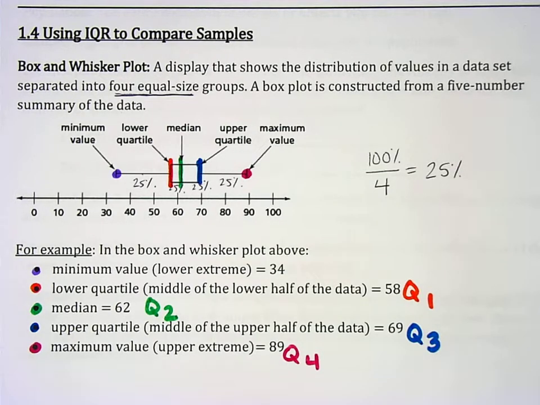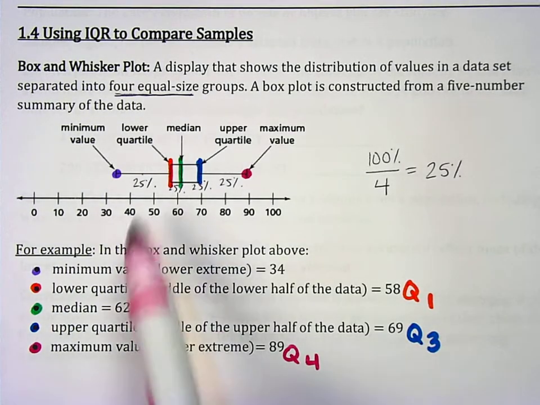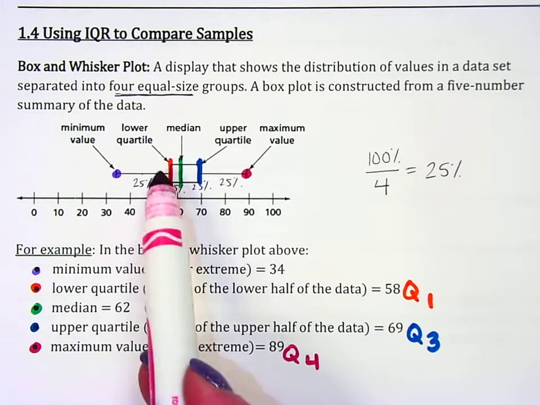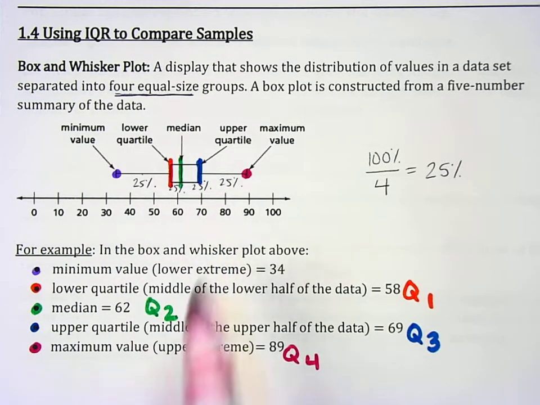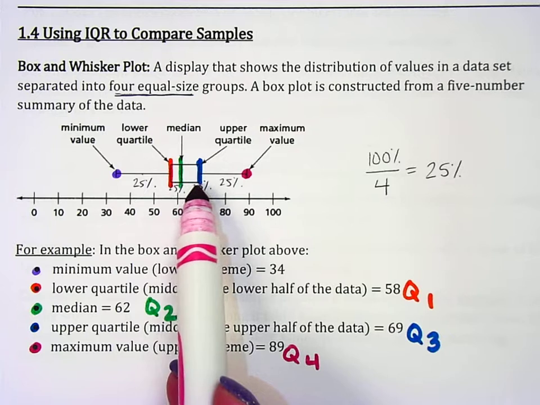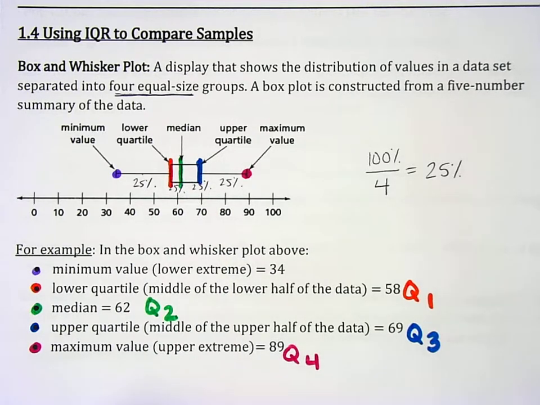Okay, so since I have 100% of all my data, and it's split into 4 groups, each of them is 25%. That's where I get quartile 1, 2, 3, and 4. The lower 25%, the middle 25 and 25, sometimes called the middle 50%, that's the interquartile range, when we flip it over here in a second, and then the upper 25% of my data. Okay. So let's go ahead and flip it over. We're going to try an example.